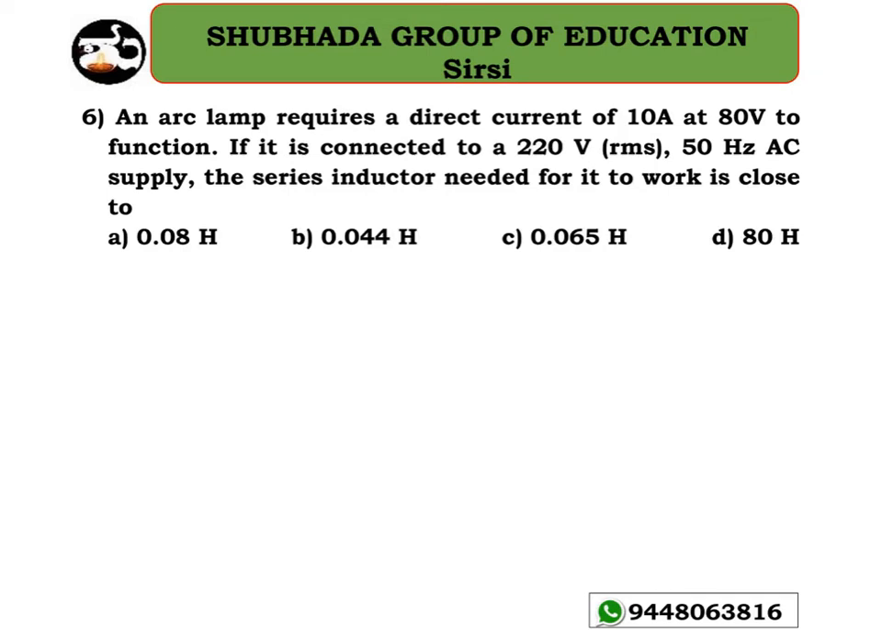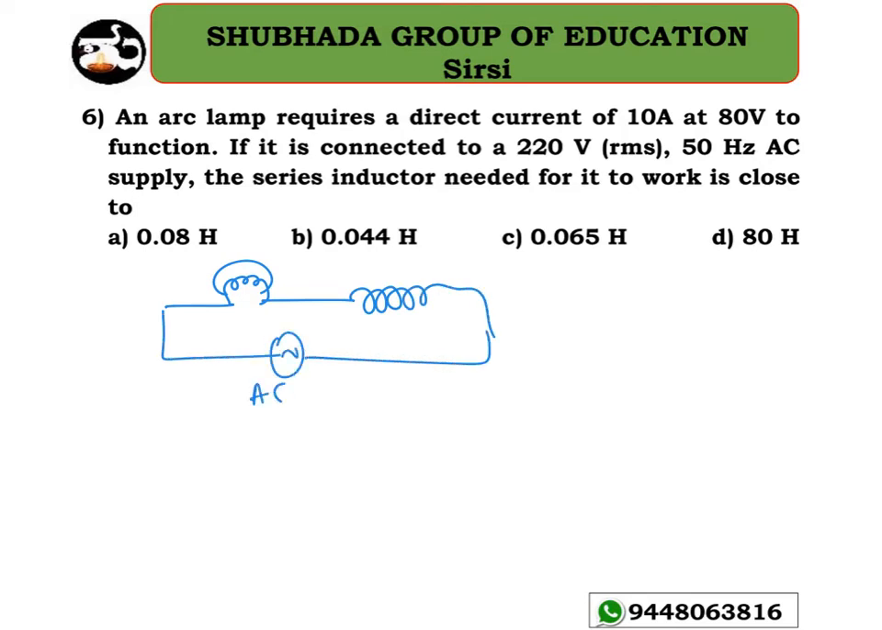Okay, so here there is a lamp. Lamp in the sense it is like a resistor. We need to connect an inductor in series with this one, which is an AC circuit here. This is the AC supply, with a resistance R and inductance L here. So we need to calculate the value of the inductance for the proper working of this lamp.